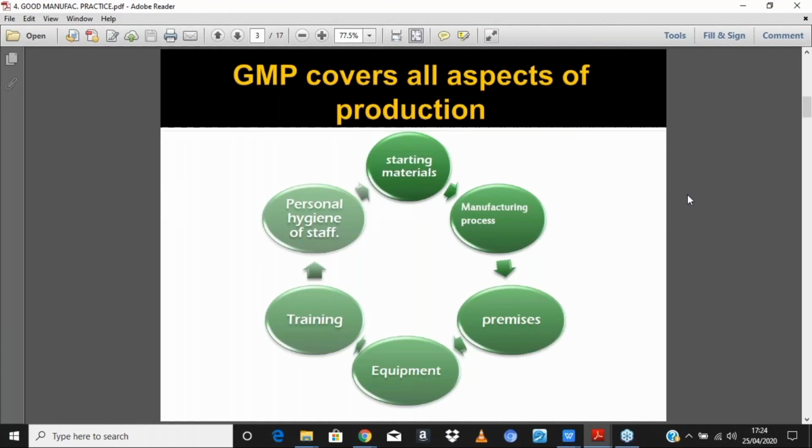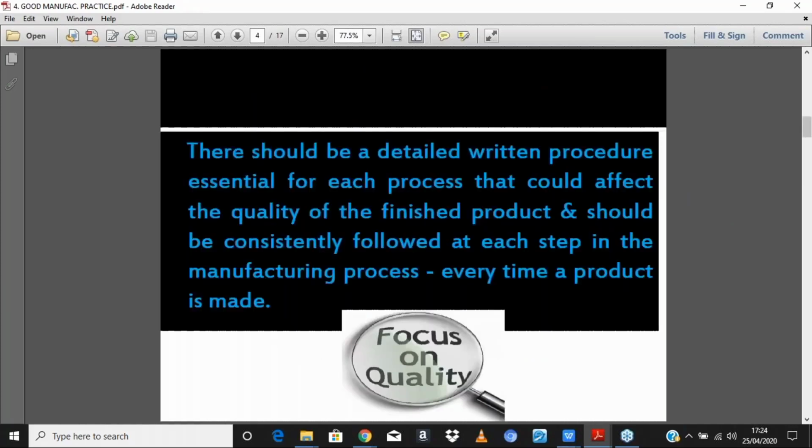Then the equipment that is used has to be well maintained. Then staff has to be properly trained. If people do not know better, they cannot do better. Then of course, personal hygiene of your staff and the rest of that. So that comes under good manufacturing practice.